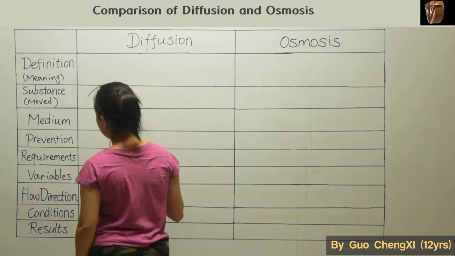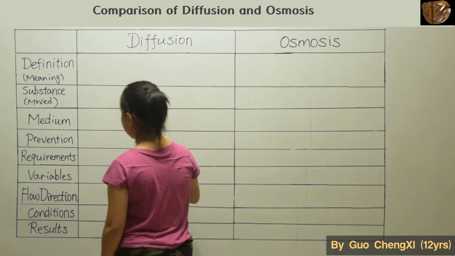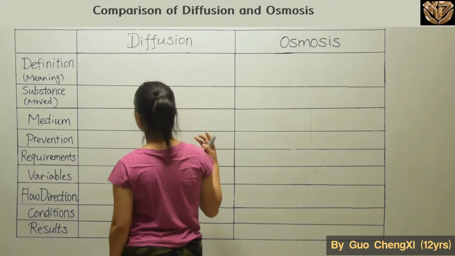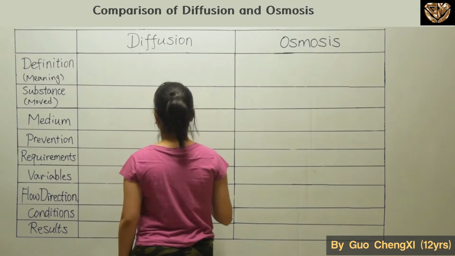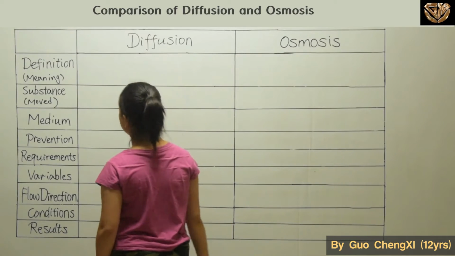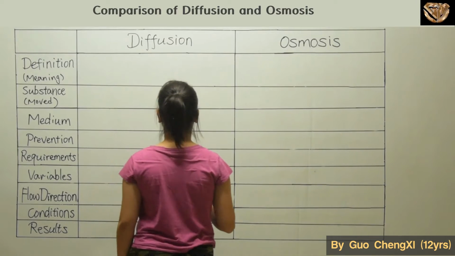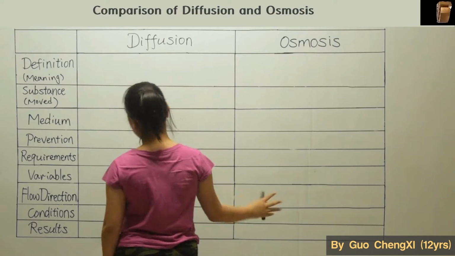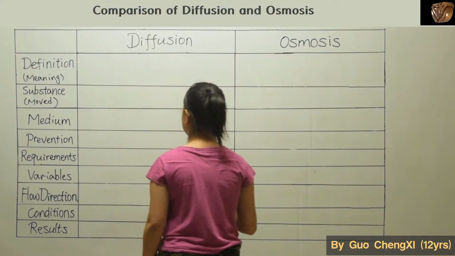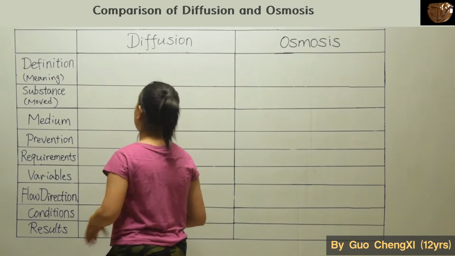Then there are the variables, what variables are there going to be? Before that, there are the requirements, like what must there be for the diffusion or osmosis to happen. Then the flow direction, to see in which direction the molecules go for both diffusion and osmosis. And then there are the conditions and the results. So let's start with the diffusion definition, or the meaning.